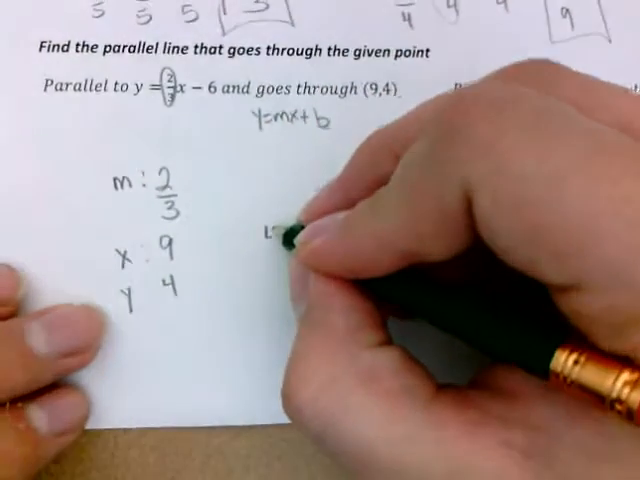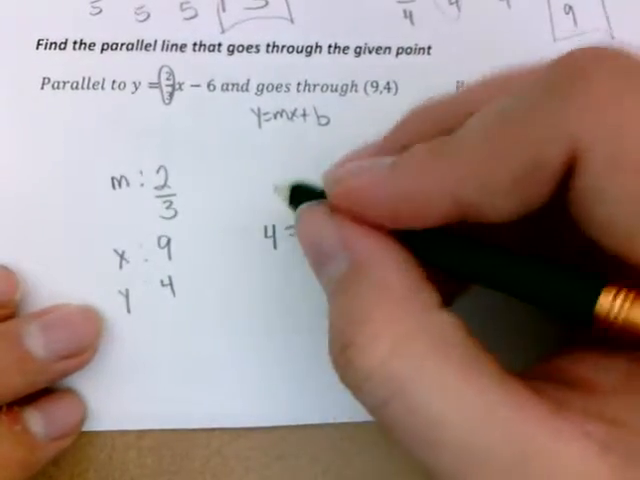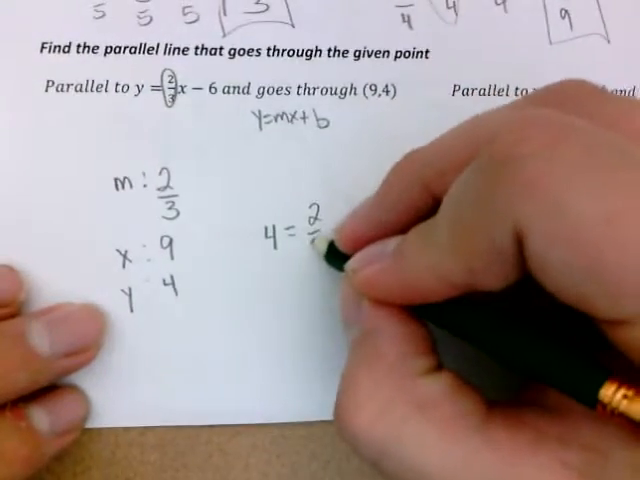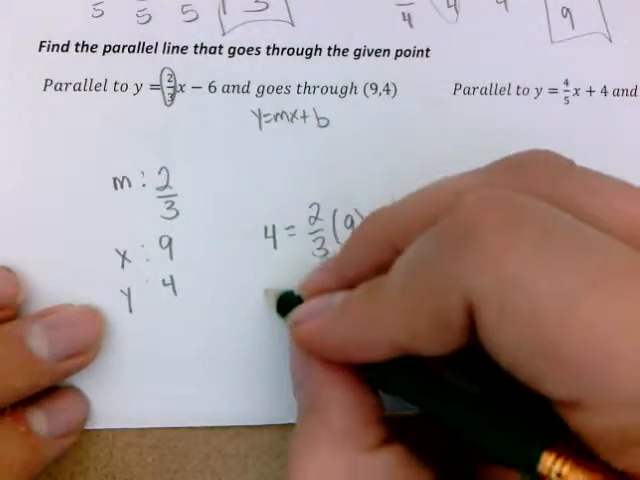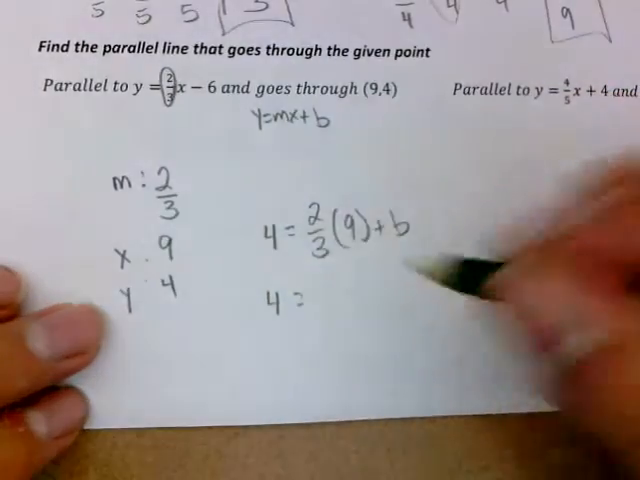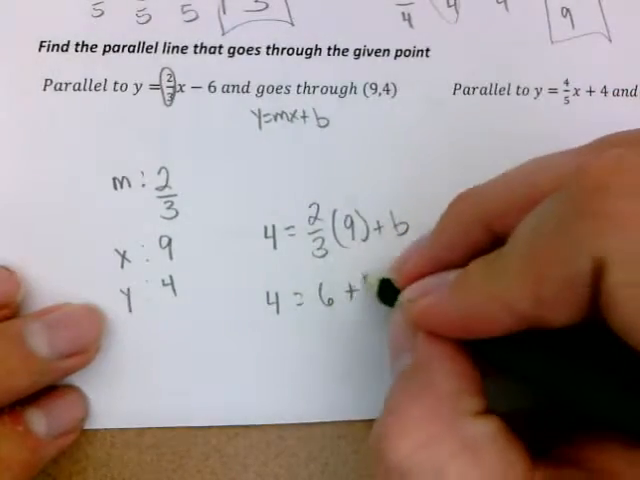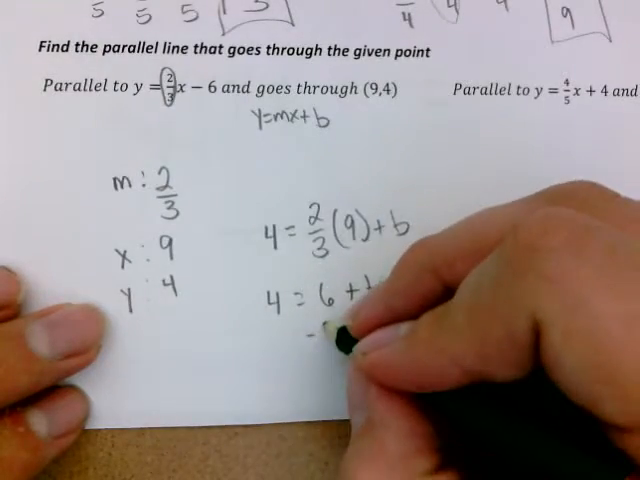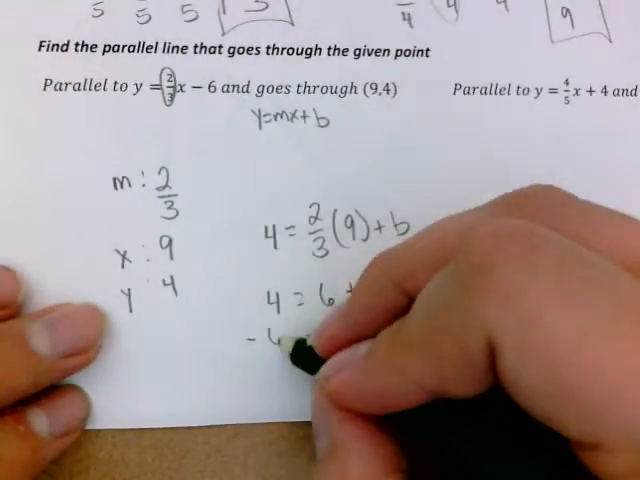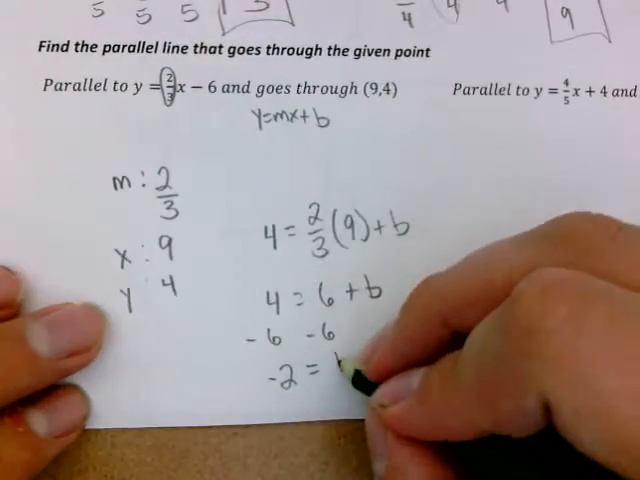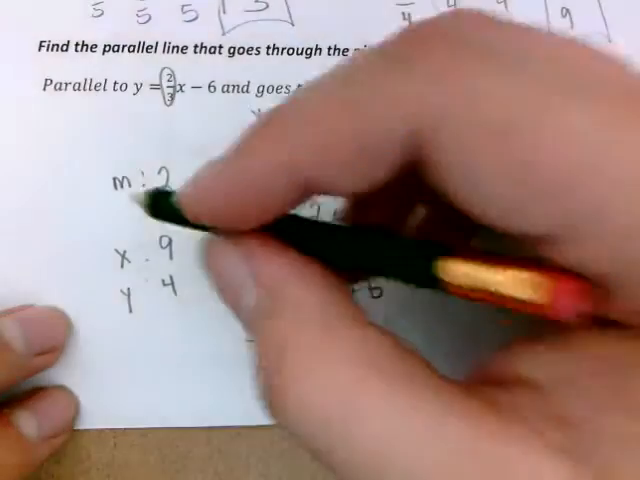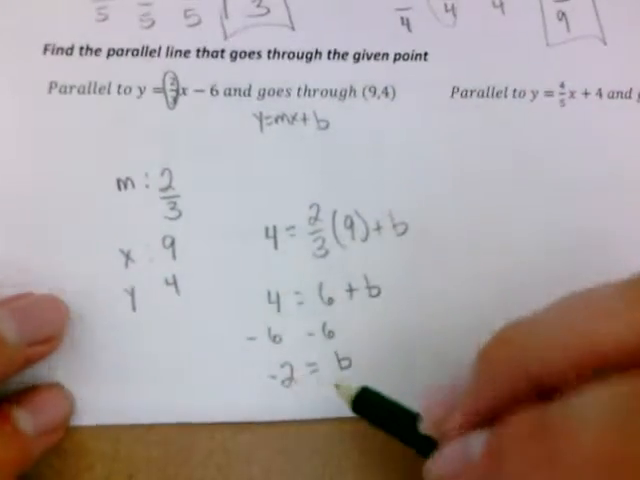So y equals m, which is 2/3, times x, which is 9, plus b. It becomes 4 equals, when you multiply this out, you get 6, plus b. Subtract 6, you get negative 2 equals b. So now we've got our b. So we've got our m, our x, y, and our b.